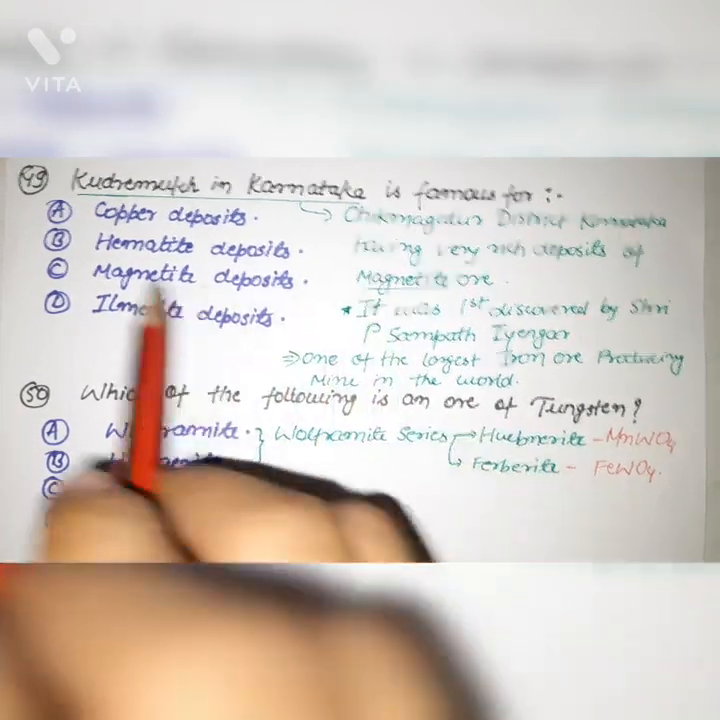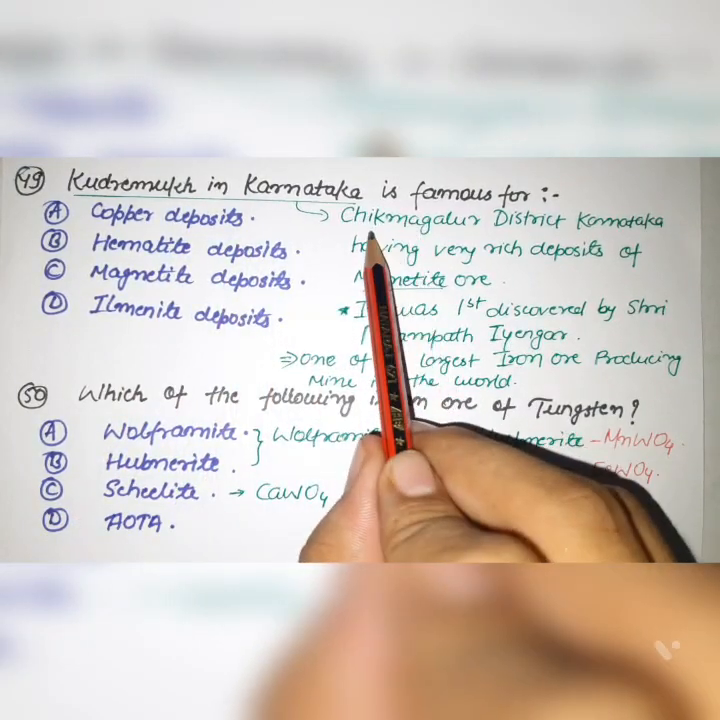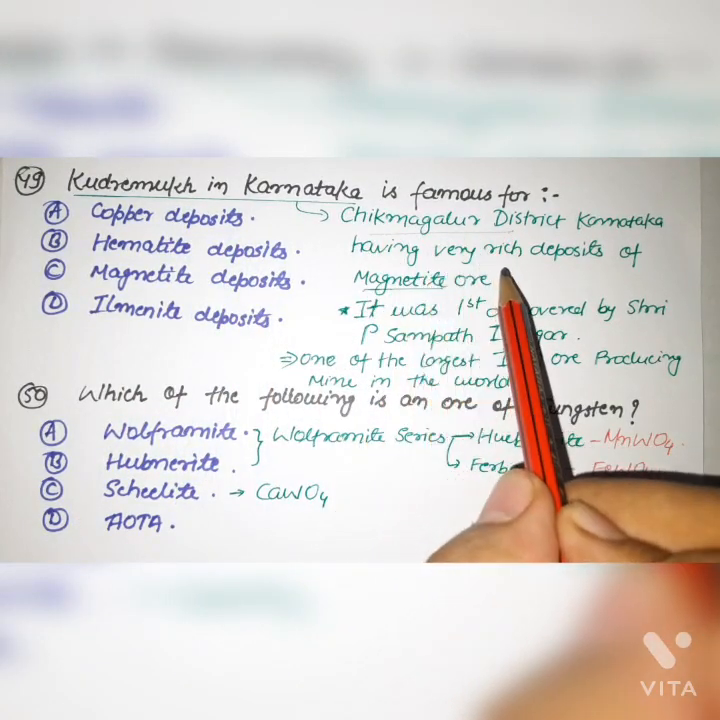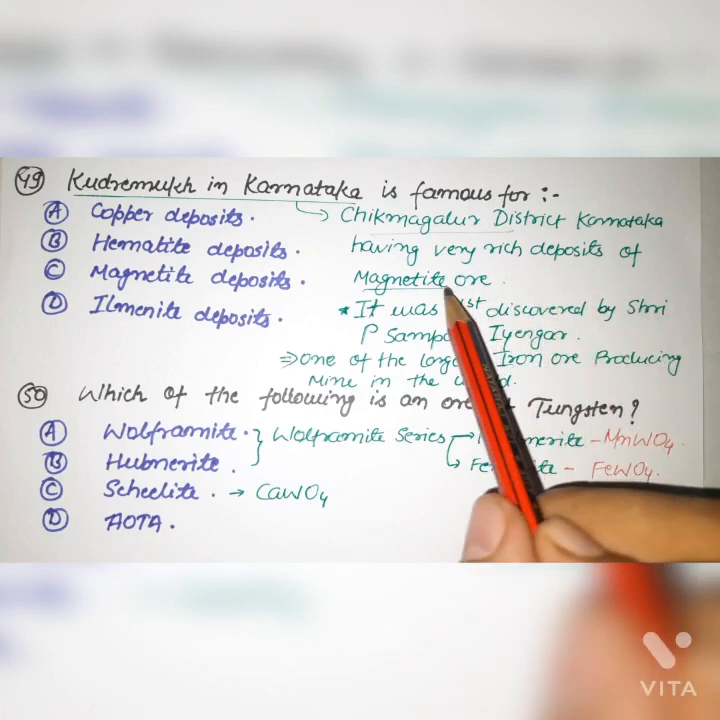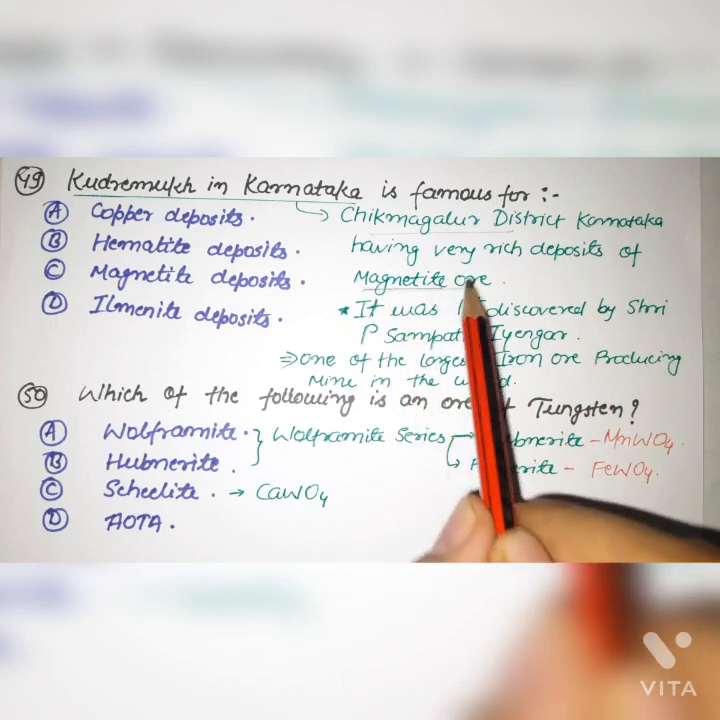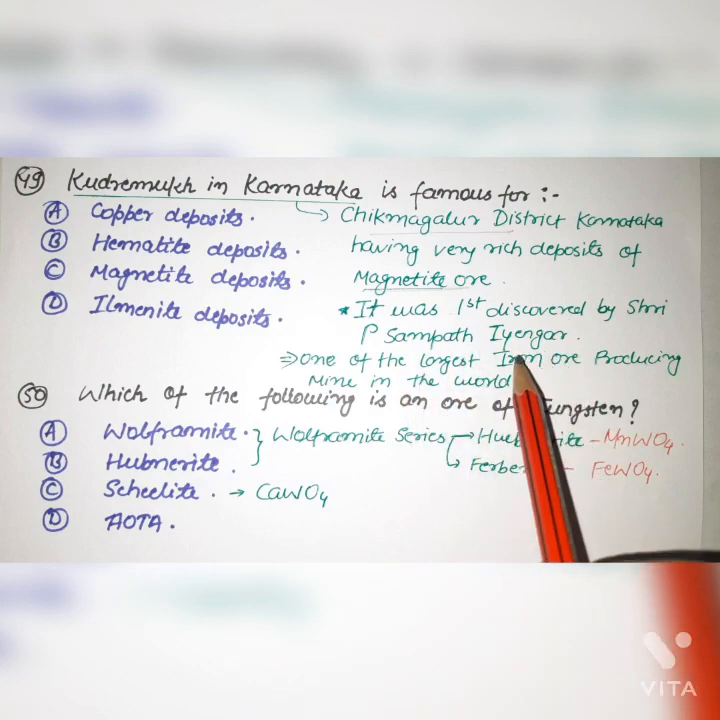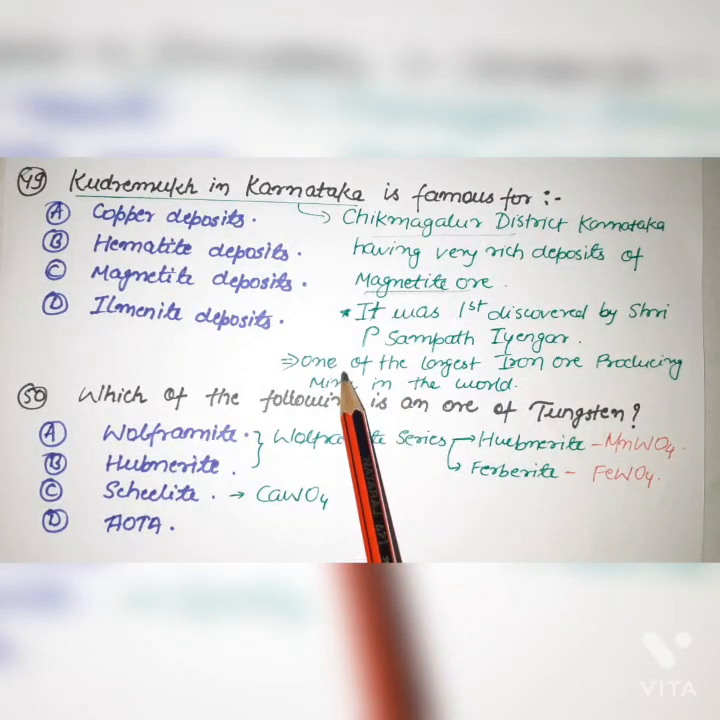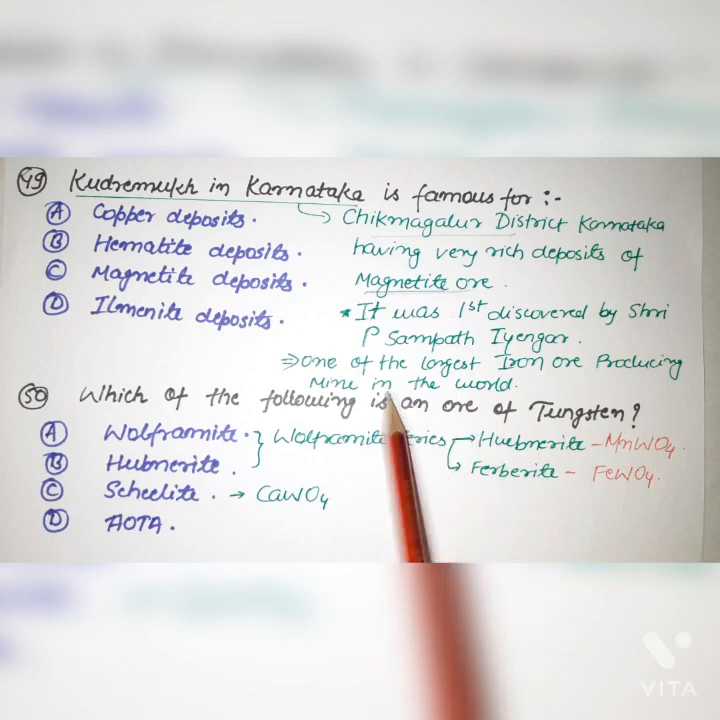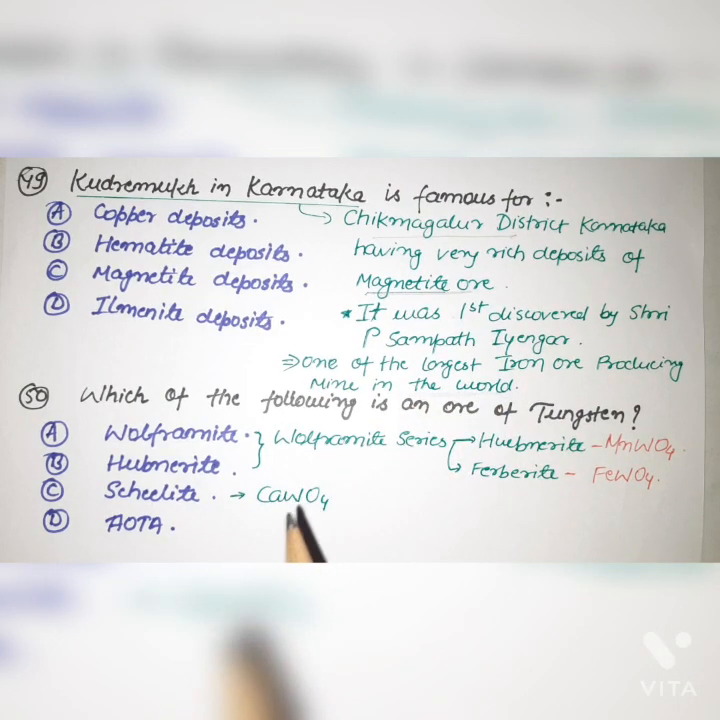Next question is, Kudremukh in Karnataka is famous for. So Kudremukh in Karnataka is situated in Chikmagalur district, and it has very rich deposits of magnetite ore, and these were first discovered by Sri P. Sampath Iyengar, a renowned geologist, and these are one of the largest iron ore producing mines in the world also. So let's check the options.